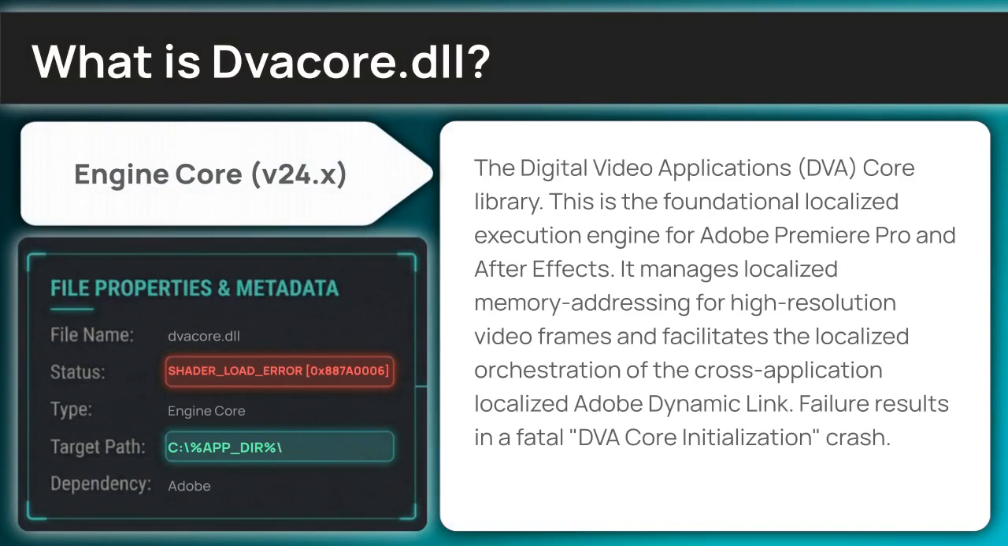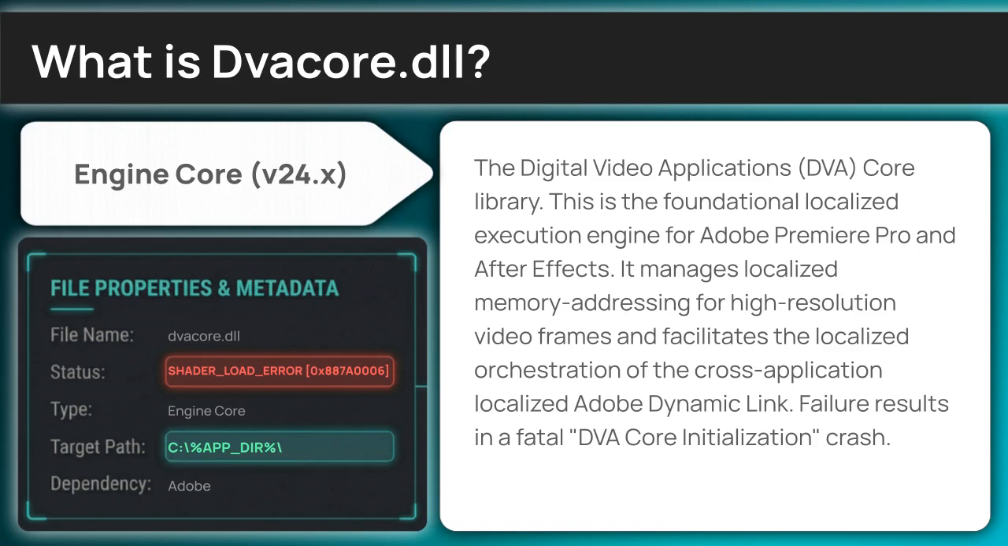This is the DVA Core Library, the Digital Video Applications DVA Core Library. This is the foundational localized execution engine for Adobe Premiere Pro and After Effects. It manages localized memory addressing for high-resolution video frames and facilitates the localized orchestration of the cross-application Adobe Dynamic Link. Failure results in a fatal DVA Core Initialization crash.